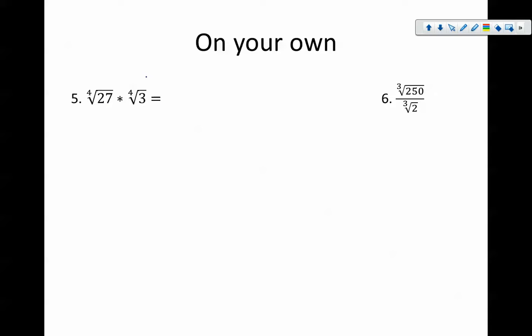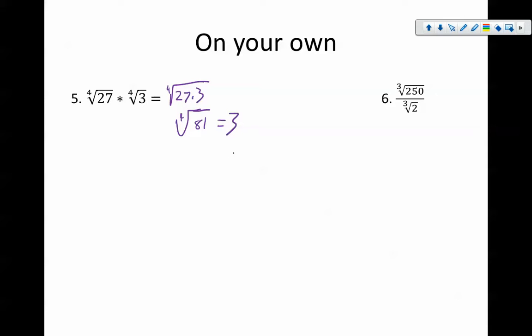These were the two problems that you were supposed to do on your own, so let's go ahead and do them together. Here we have the 4th root of 27 times the 4th root of 3. And so we're going to take the 4th root of 27 times the 4th root of 3. And that's going to be the 4th root of 81. That's a really big dip there. But what number times itself 4 times is 81?